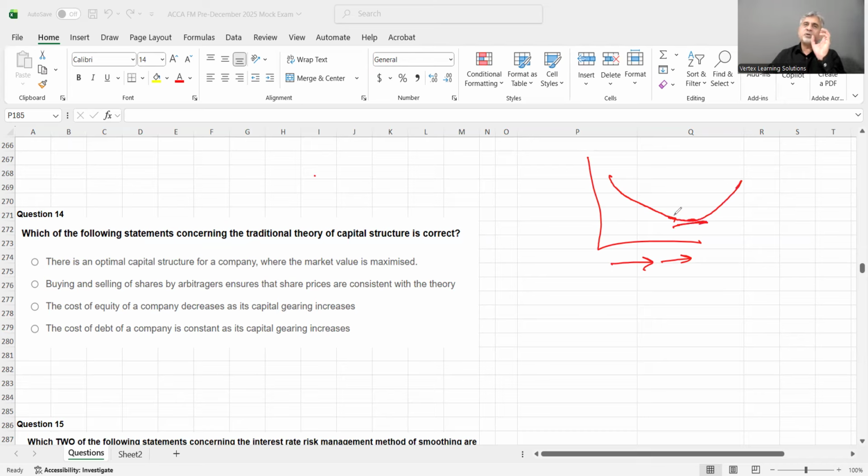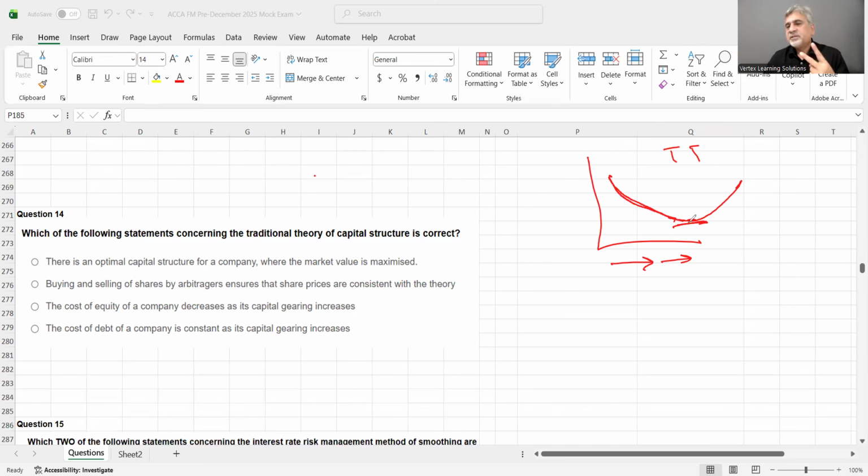So the logic was that there were two conclusions from this particular traditional theory. Number one, because debt is cheaper, as you add more debt, the WACC goes down. This is lesson number one.